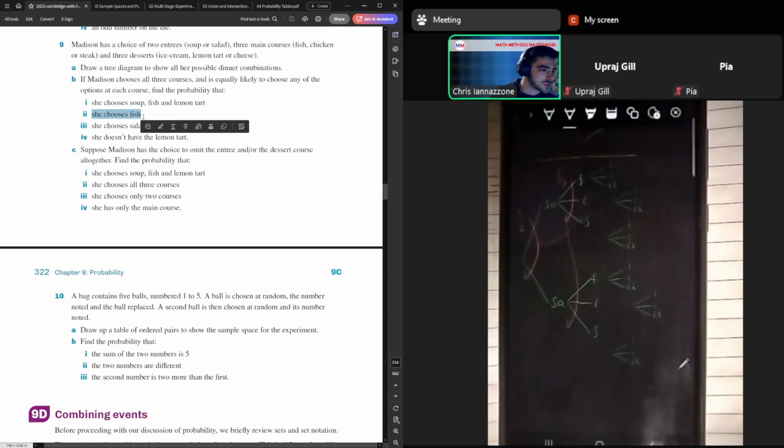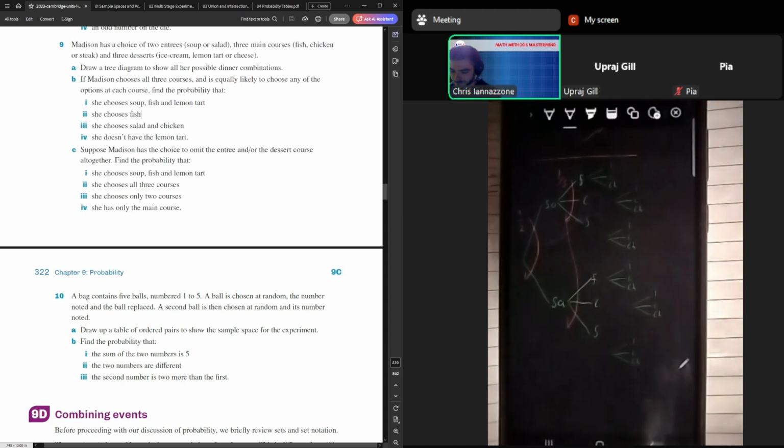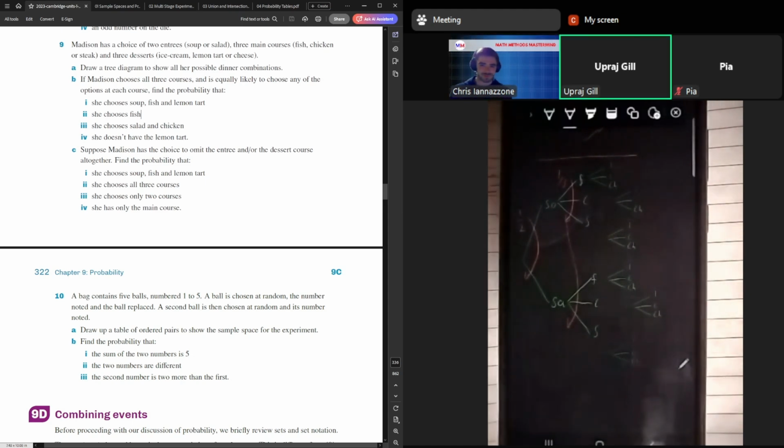Slightly different: she chooses fish. I won't say anything else on that one, I'll let you guys think. Probability of choosing fish. Is it just 1 over 3? I like that. Yeah, 1 over 3.